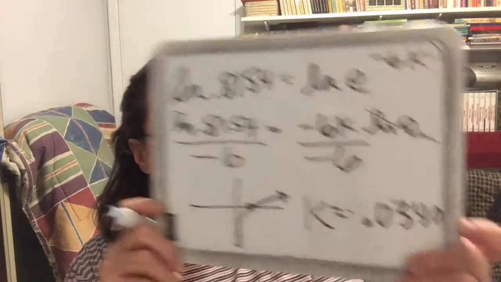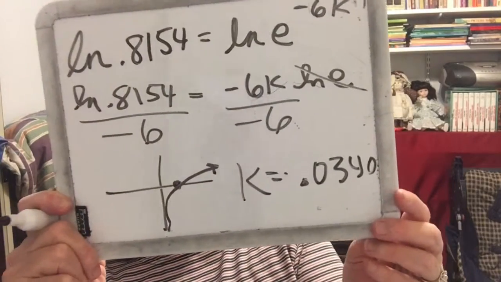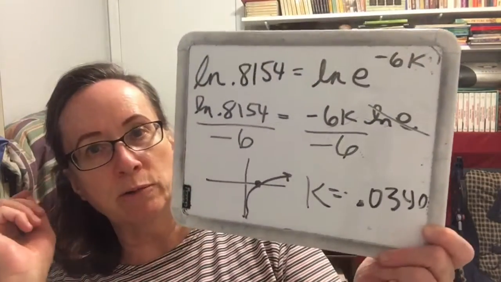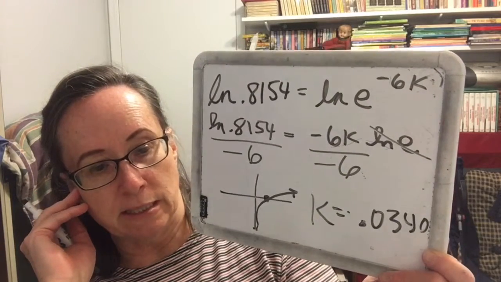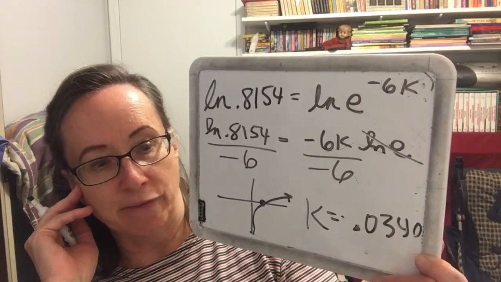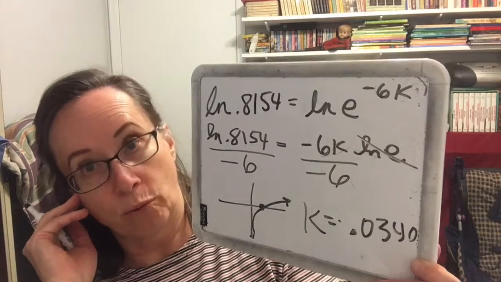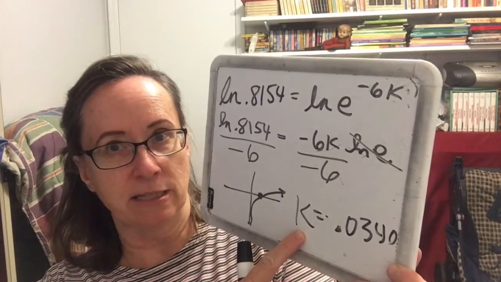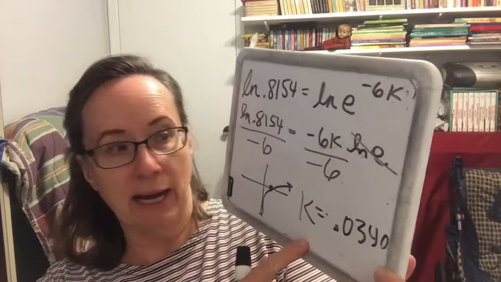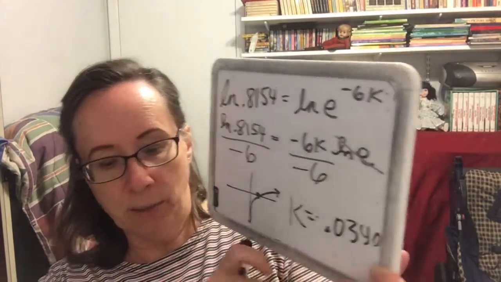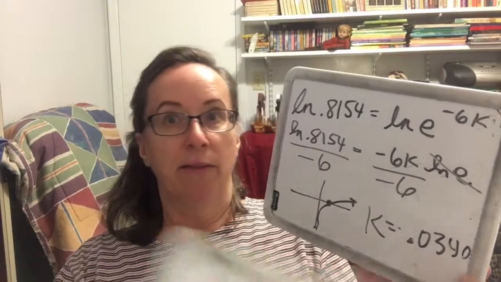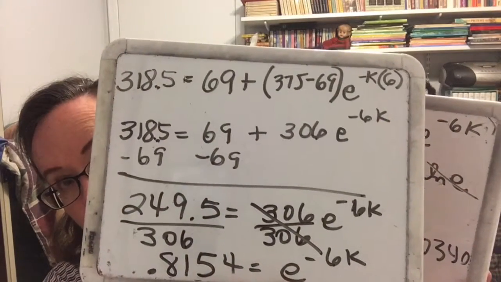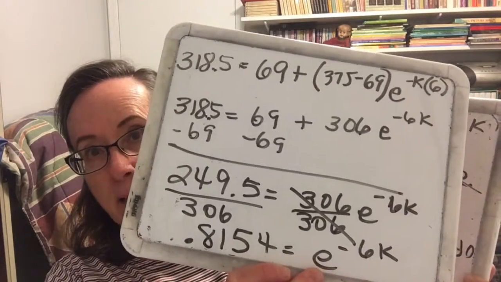0.0340. Okay, now what I'm trying to find in this problem is what its temperature will be after 12 minutes. All I've done is find the K, the constant of cooling. So now I have to take this K, put it back into the original problem, and set up what the original problem is.